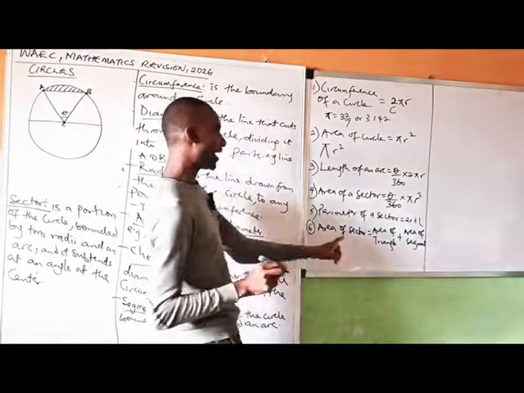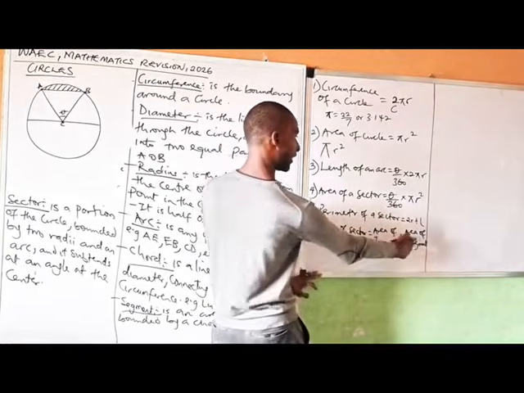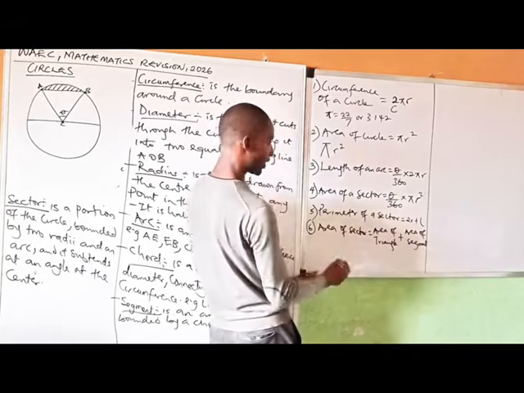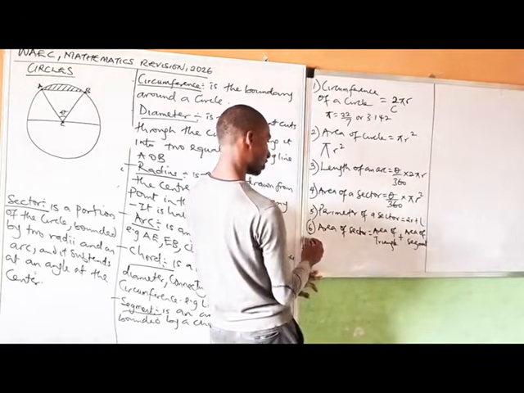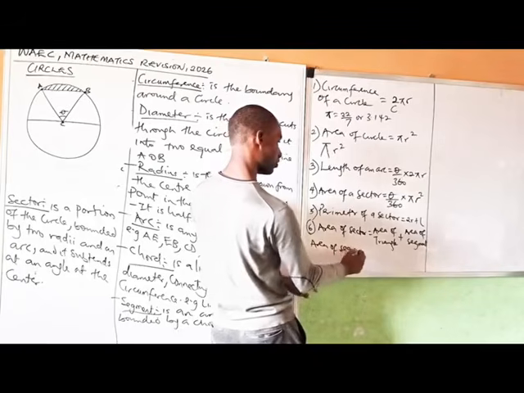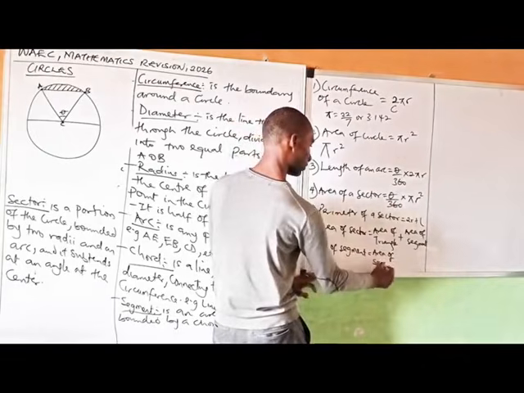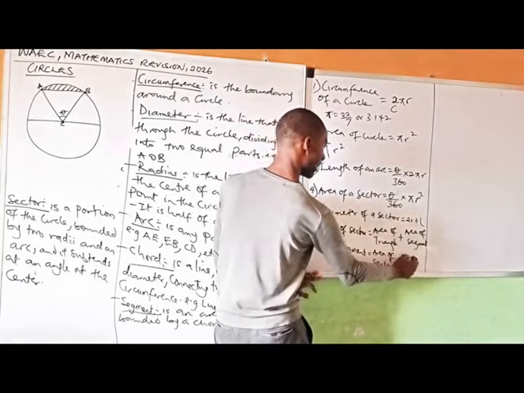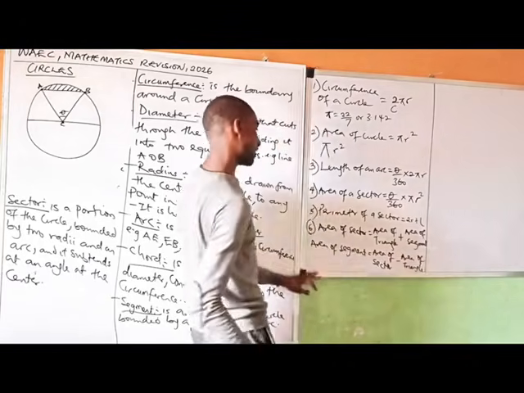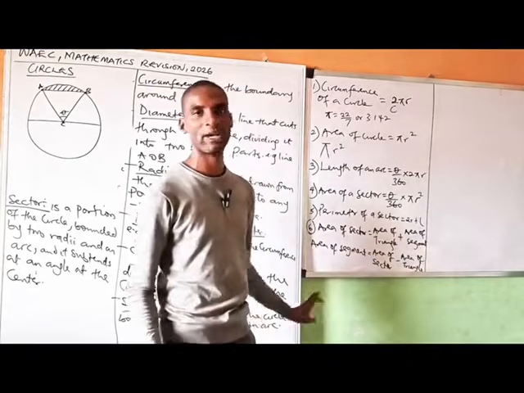So if I am now asked to find the area of the segment, what do I do? To find this area of segment, I will move this here. It will be area of sector minus area of triangle. So that brings us to the area of segment is equal to area of sector minus area of triangle. So look at it very well. Area of the segment will be area of sector minus area of triangle.